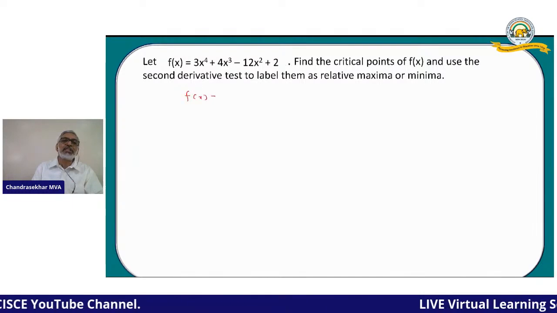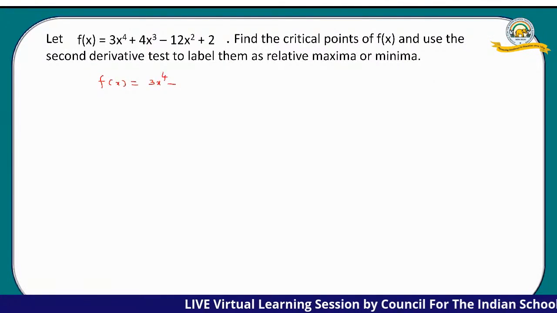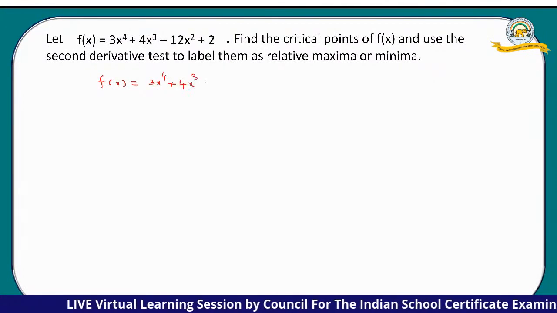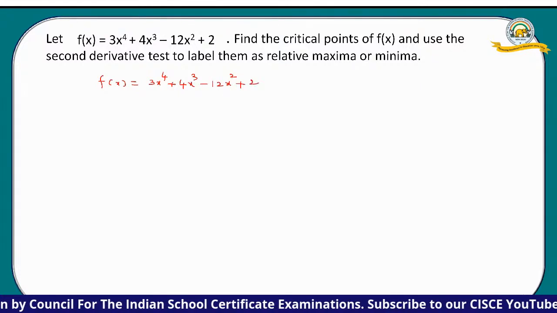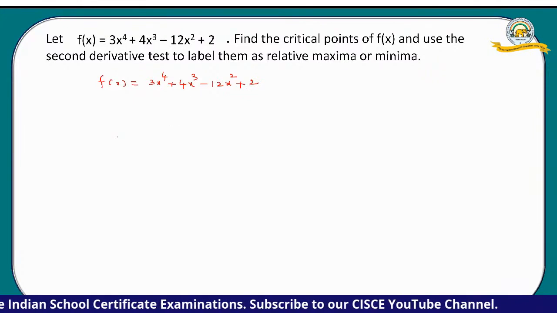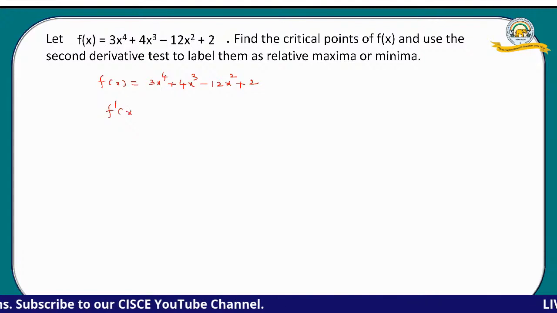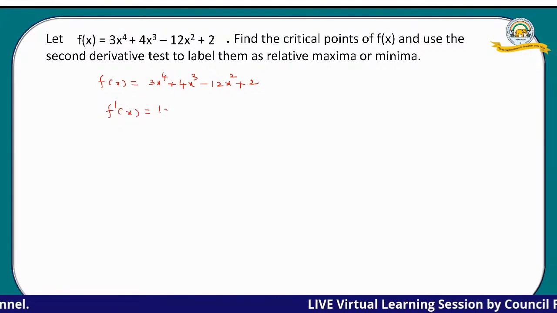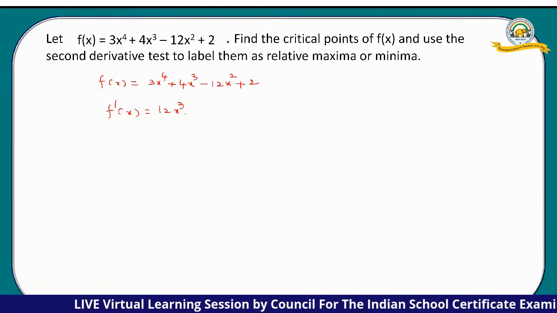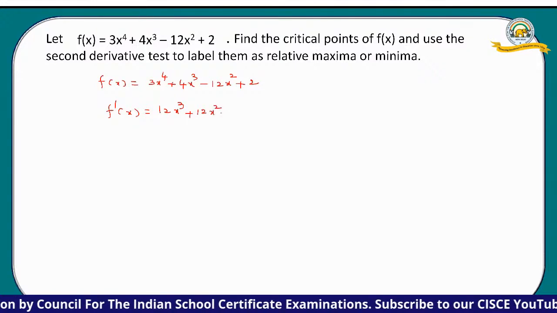You need to differentiate the given function first: 3x to the power of 4 plus 4x cubed minus 12x square plus 2. If you differentiate, you get f dash x equal to 3 into 4x cubed, that is 12x cubed, plus 12x square minus 24x.